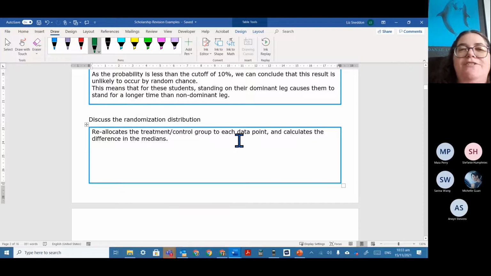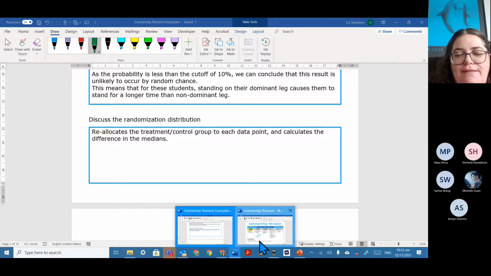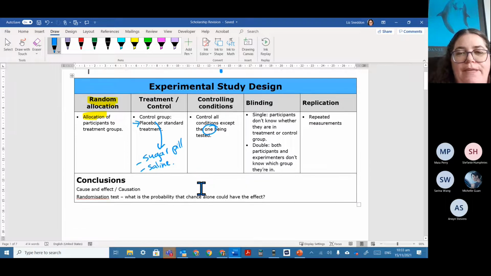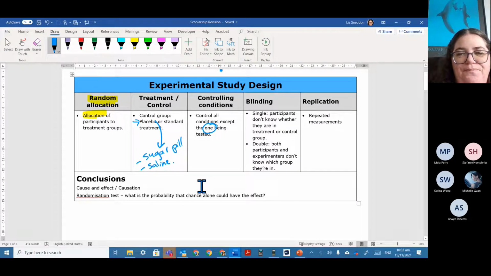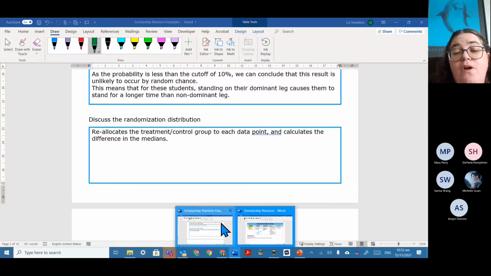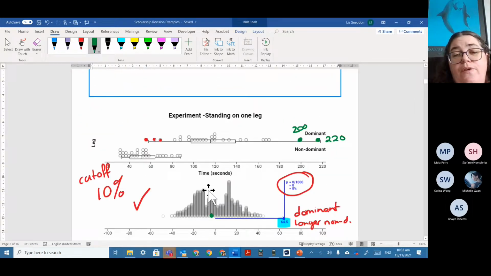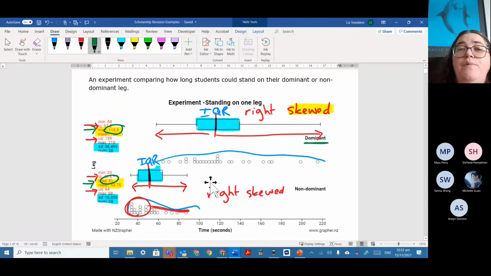That's about as much as you need to know: it's just doing a random allocation, because that's the core of what an experiment is. So that is experimental study designs. We also need to think about what we would control. If we're talking about standing on one leg, dominant and non-dominant, and I've got a group of students in the room, what would some of the things I need to control be?